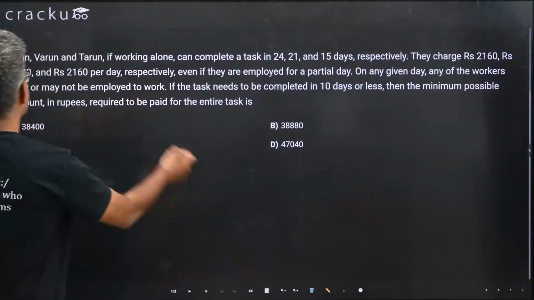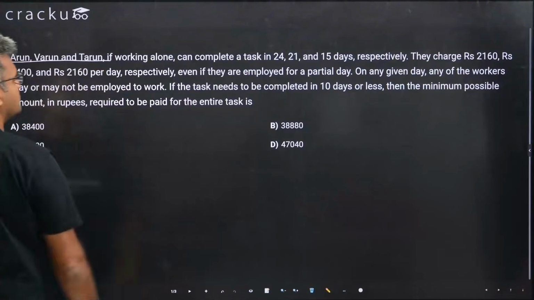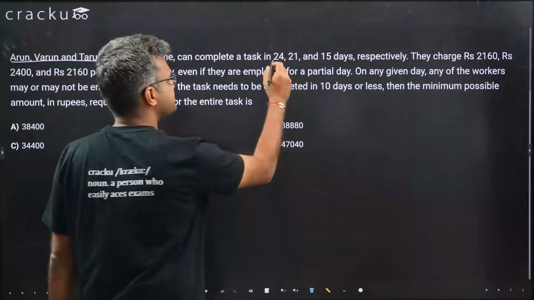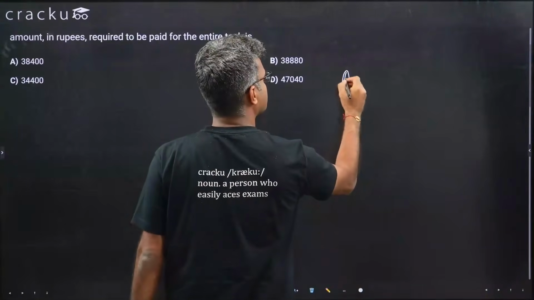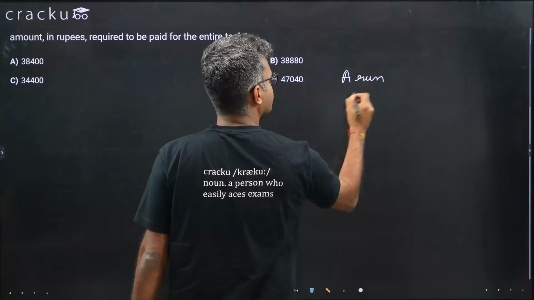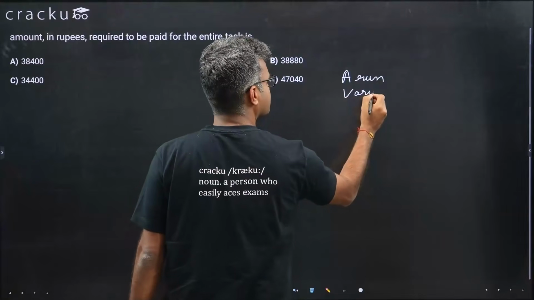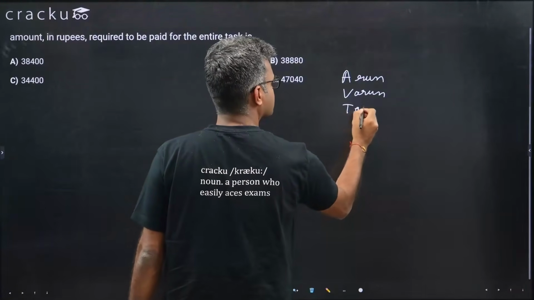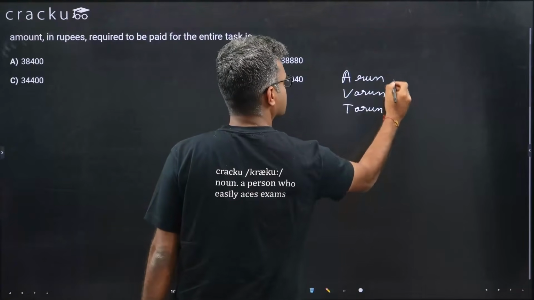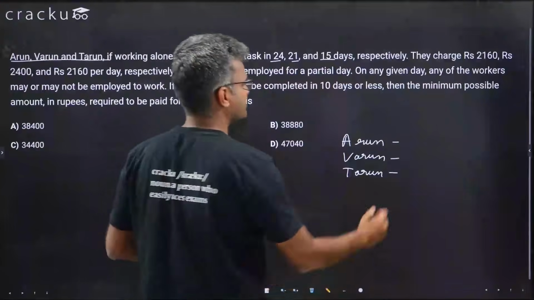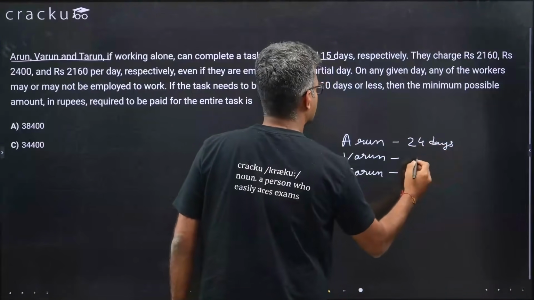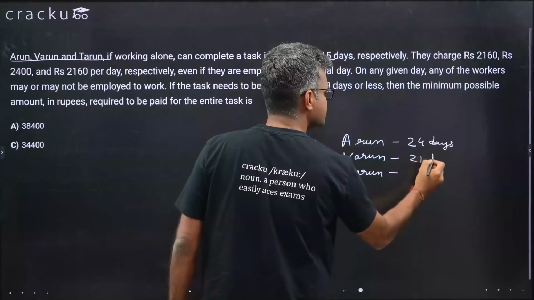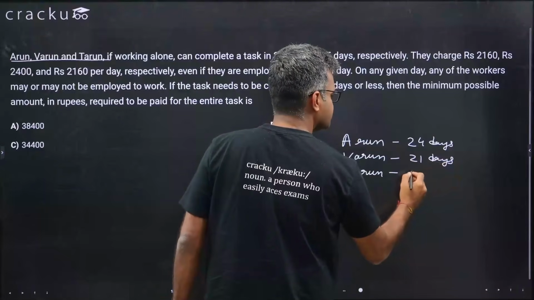In this question, we are told that there are 3 guys, Arun, Varun and Tarun. If they're working alone, they finish the job in 24 days, 21 days and 15 days. So we have Arun, we have Varun and we have Tarun. Arun finishes it in 24 days. Varun finishes it in 21 days. And Tarun finishes it in 15 days.